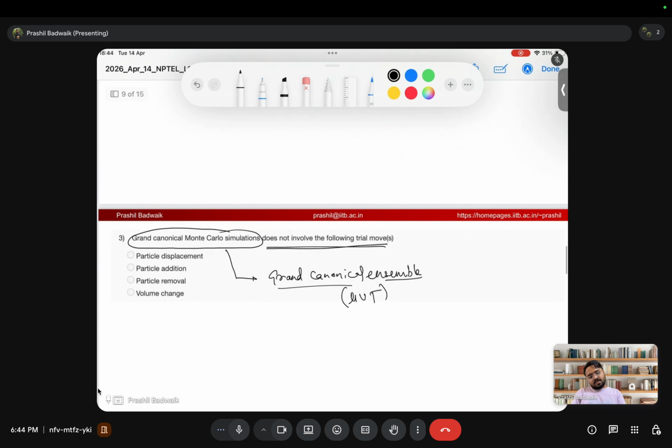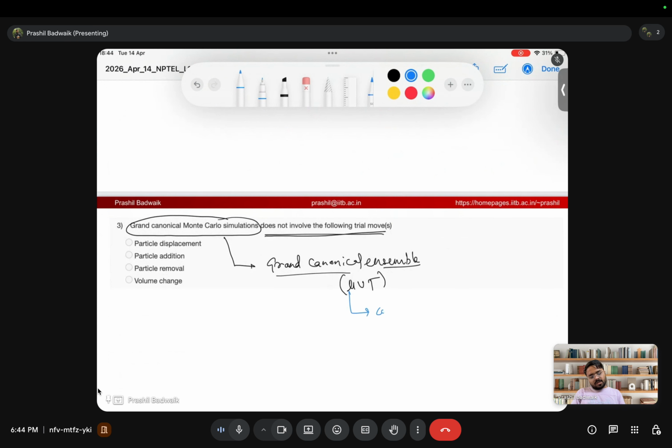Mu VT. So if mu is constant, that means the number of molecules is changing. So I have a system where molecules can be added and go out, right? So mass transfer is there. Then volume is constant, that means pressure is changing, right? Pressure is changing, so volume change is not allowed. So this is wrong.